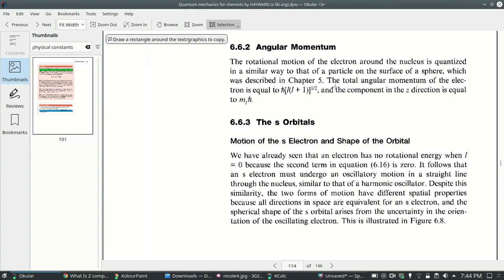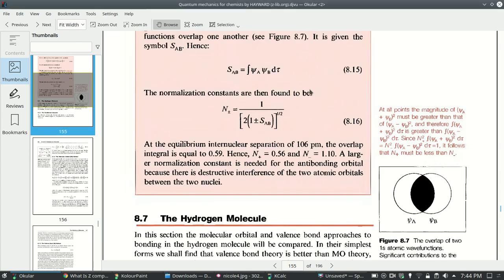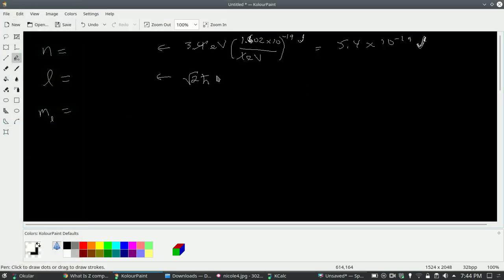So the total angular momentum of the electron is equal to h bar times the square root of L times L plus 1. I need to find what L is. Well, obviously, if L equals 0, then this would be 0, and that's not the case. If L equals 1, then this would be root 2, and that is the case. So L equals 1. We got that.